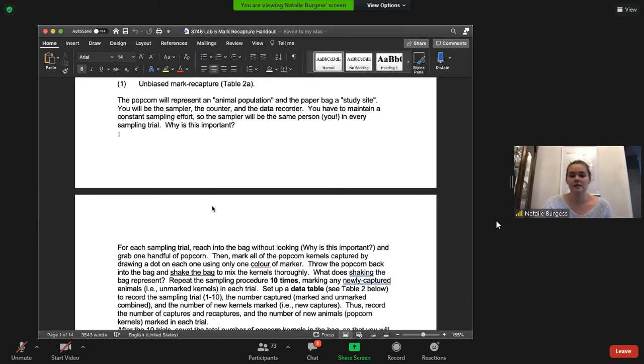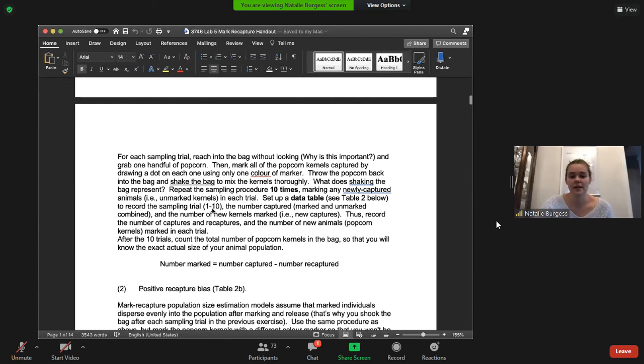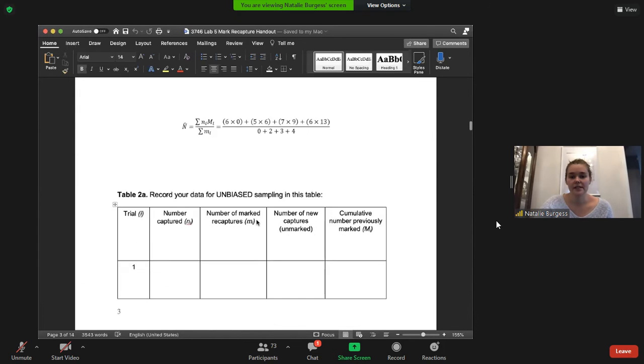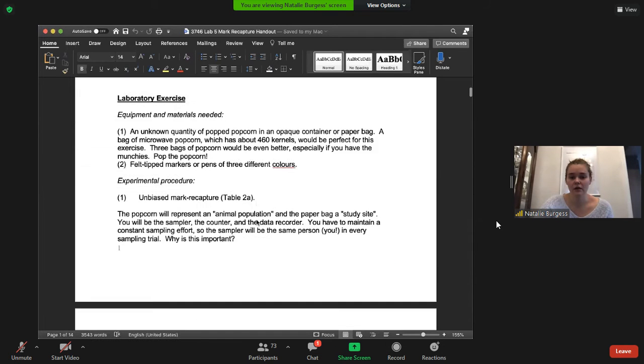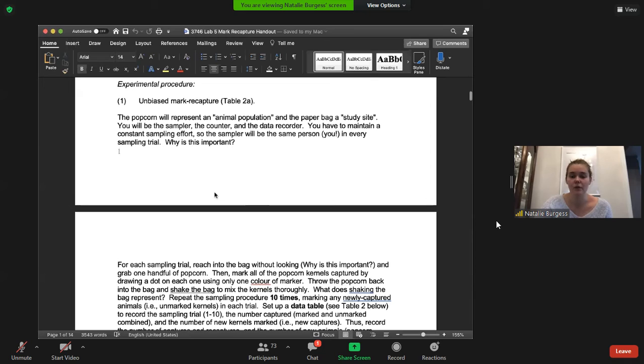So that means, sorry, scroll down. There are tables in here. So you guys are going to fill out these tables on your own. There's no shared Google Doc like in the past. So you need to keep track of your own information. And you have to maintain a constant sampling effort, and you have to think of why that's important.